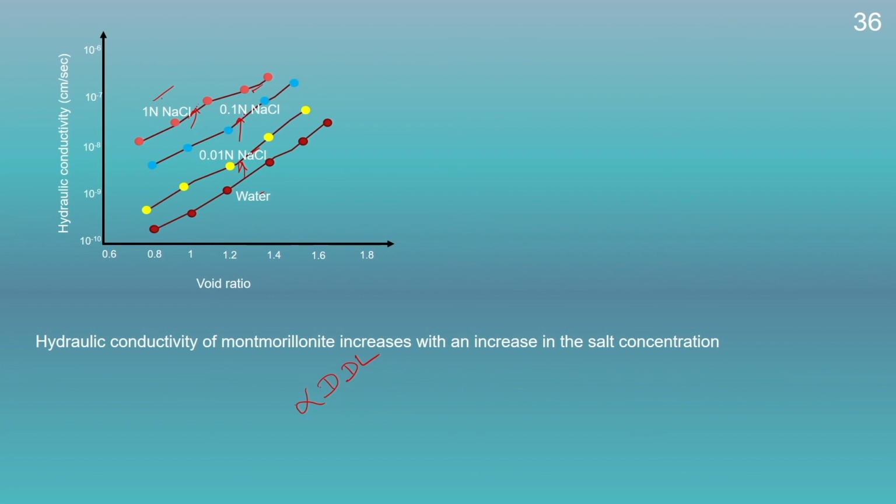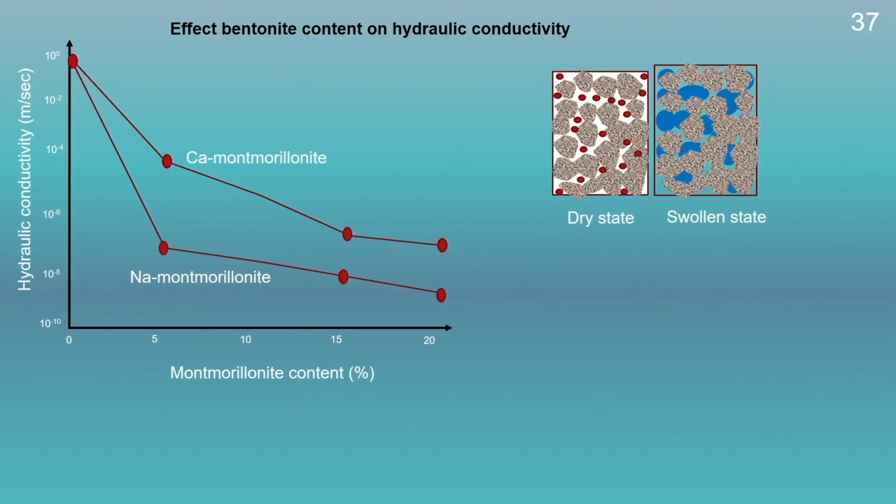So, here we could see the hydraulic conductivity is increasing to a large extent due to an increase in the salt concentration from 0 to 1 N of sodium chloride. Now, if we look into the effect of the presence of expansive soil in a soil matrix, then we will see that with an increase in the montmorillonite content or expansive soil content, the hydraulic conductivity will keep on decreasing.